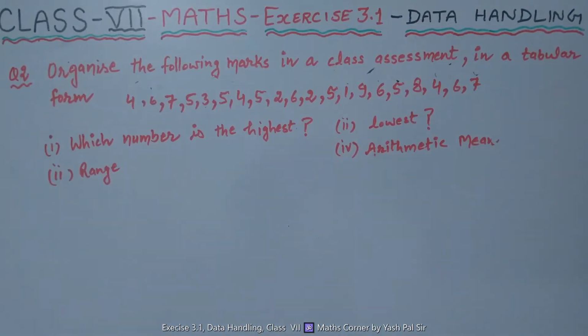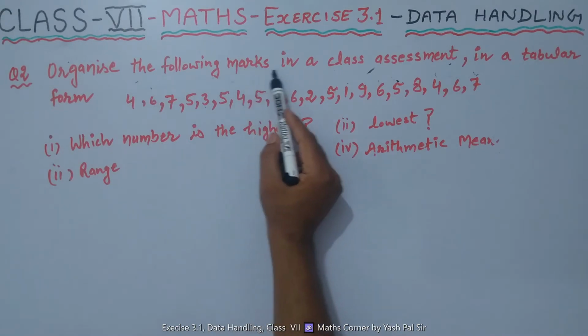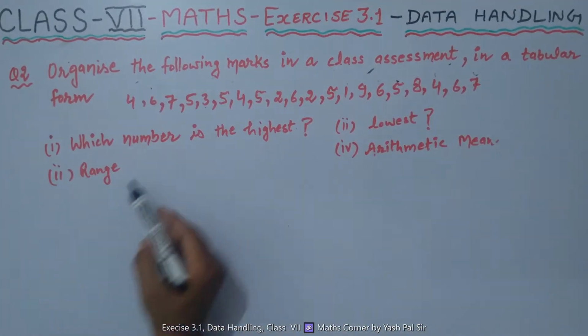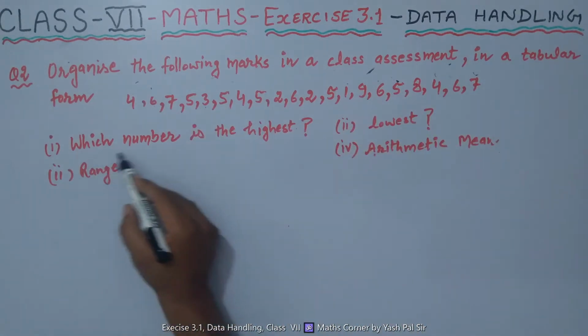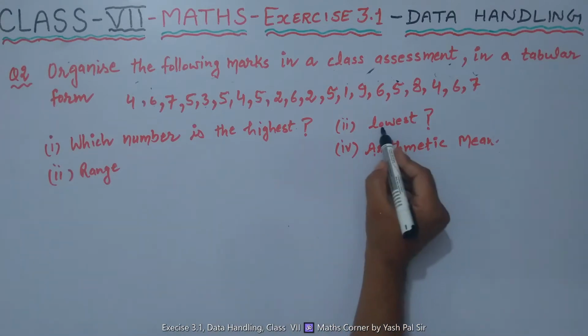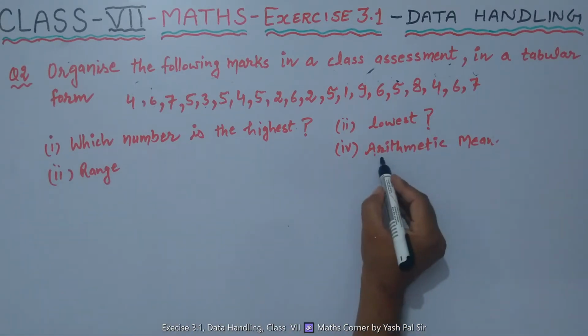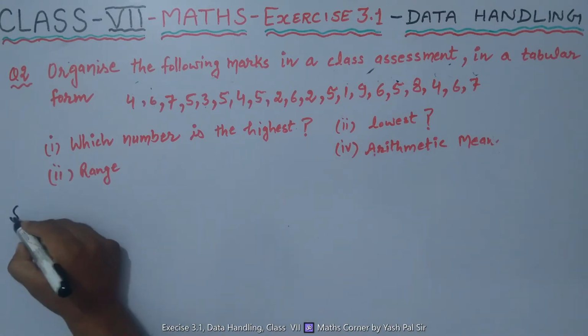Now coming to question number 2: organize the following marks in a class assessment in a tabular form. 4, 6, 7, etc. These are the marks. Which number is the highest? Which number is the lowest? What is the range of the data? What is the arithmetic mean of the data? So how to solve this question?